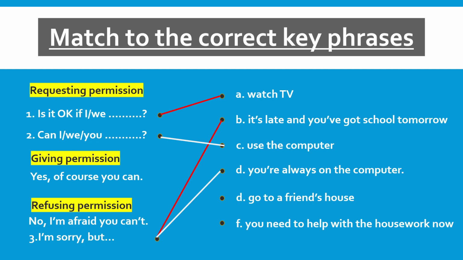E, go to a friend's house. This should be asking permission. I choose "Can I go to a friend's house?" You can also go for number 1. It's not wrong because both of these key phrases are used to request permission. Last but not least, F, you need to help with the housework now. So it's a reason that is used to refuse the permission. "I'm sorry, but you need to help with the housework now." So these are the correct answers.